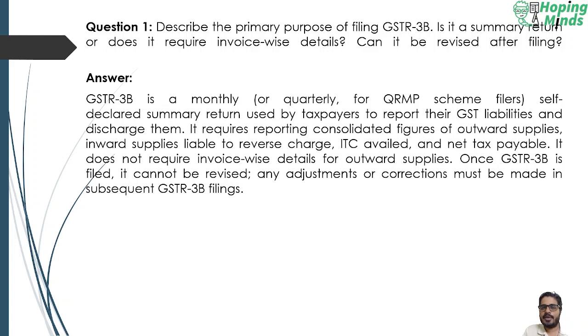So in GSTR 3B return, the ultimate outward tax liability is determined and paid by the taxpayer. The final payment of tax is done either in cash or by utilizing input tax credit or partially by utilizing input tax credit and partially by cash. Also, any liability arising out of supplies that are under the reverse charge mechanism shall also be paid in GSTR 3B return.